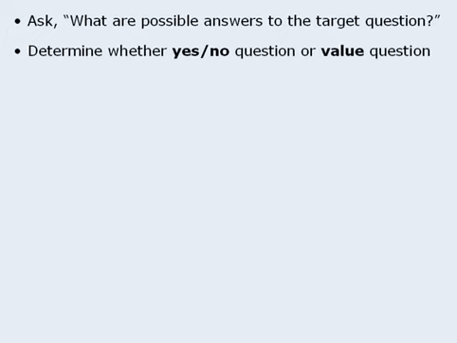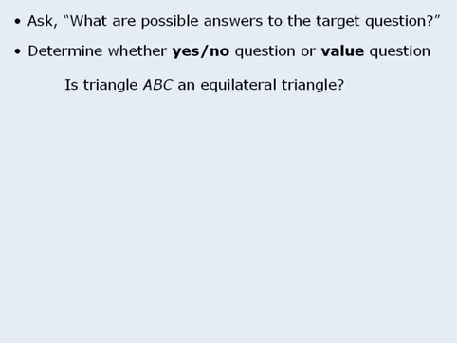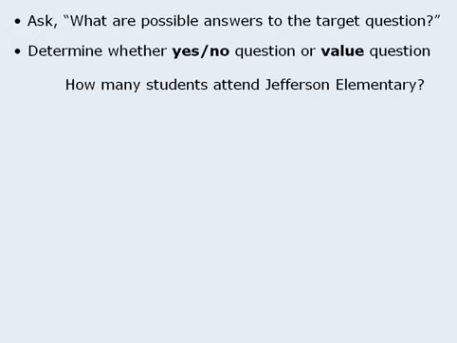Now, every data sufficiency target question is either a yes-no question or a specific value question. For yes-no questions, you must determine whether the answer to the target question is always yes or always no. For value questions, you must determine whether there is one unique value that can be deduced using the information provided in the statements. So, for example, the target question, is triangle ABC an equilateral triangle, is a yes-no question. So is the question, is integer k greater than 11? Conversely, the question, how many students attend Jefferson Elementary, is asking for a specific value.